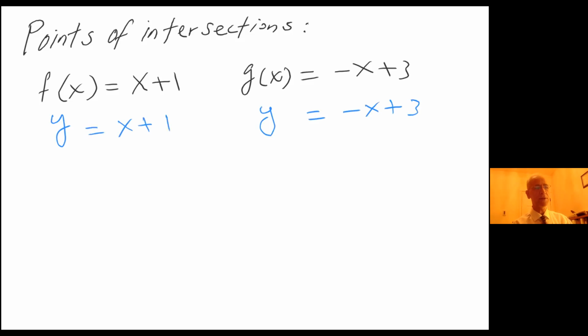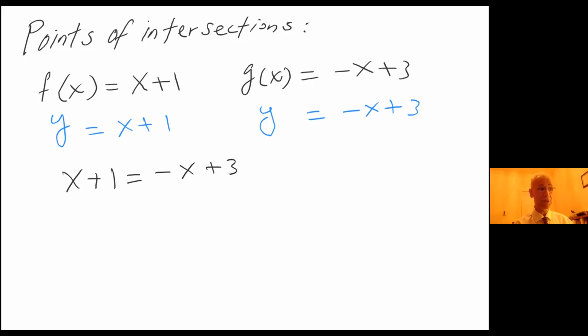So now notice that f is going up and g is going down. They are intersecting at one particular point. At that point, both graphs have the same height. Because both of those graphs have the same height at that particular point, now I can go ahead and set them equal to each other. I can say x plus 1 equals minus x plus 3.